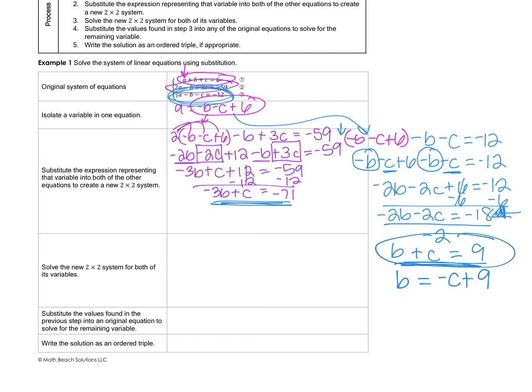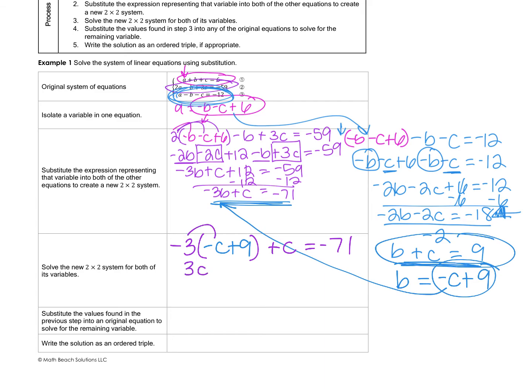Okay, so now I'm going to substitute that in for my B in this equation. So I'm going to have negative 3, and then I'm plugging in for B, plus C equals negative 71. In place of B, I'm putting what B equals, negative C plus 9. So I'm going to distribute. That's going to give me a positive 3C minus 27 plus C equals negative 71.